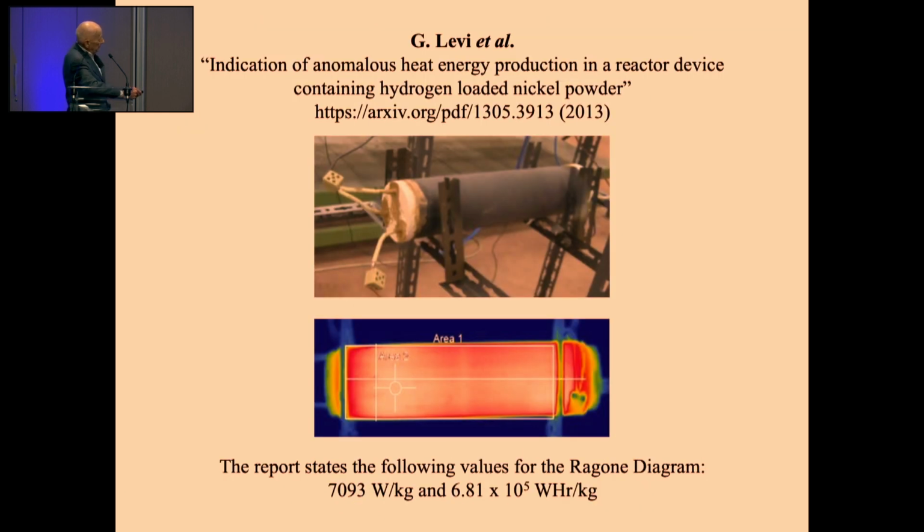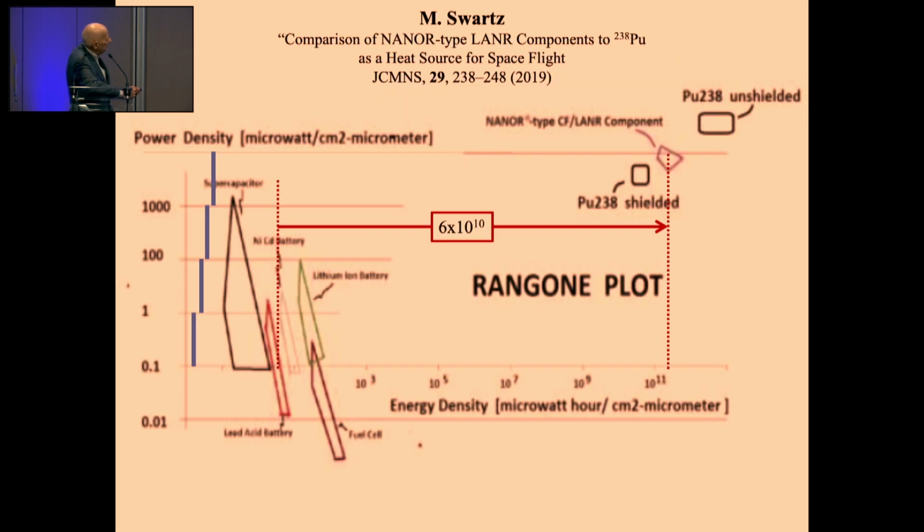Turning to the Rossi experiment, this is a cylinder that's roughly this big in diameter, about that long, and was measured by Levi and his colleagues. They produced a report that's indicated. They measured the output using a thermal emission infrared camera. They got values here that are plotted on the graph that's coming up. This is data from Schwartz.